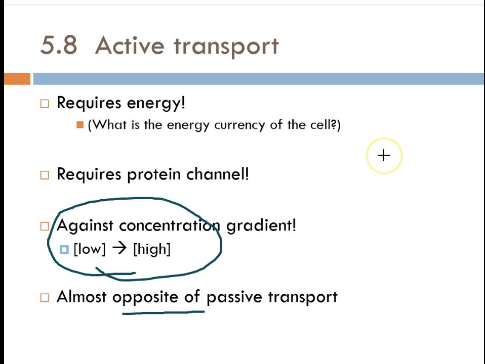For a cell, it could be that it's moving waste out of the cell. There are also muscles and neurons that we'll talk about in 201 that use this active transport method.